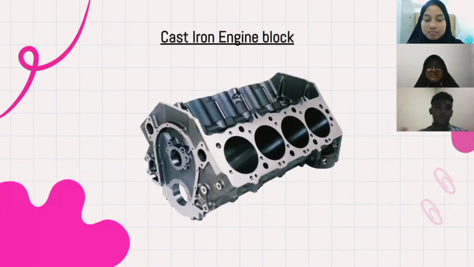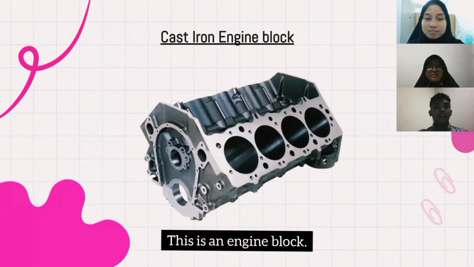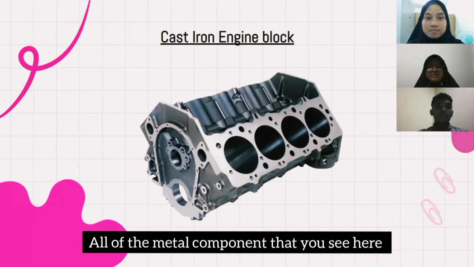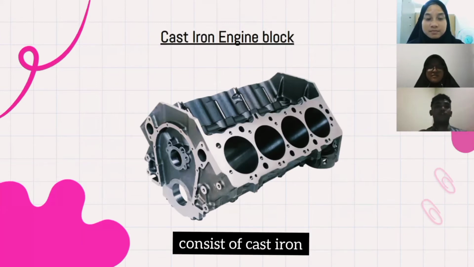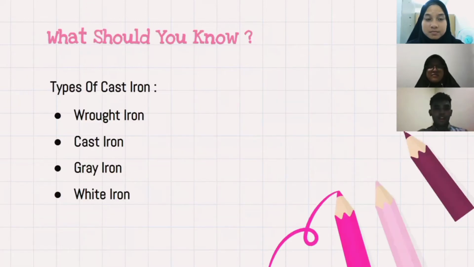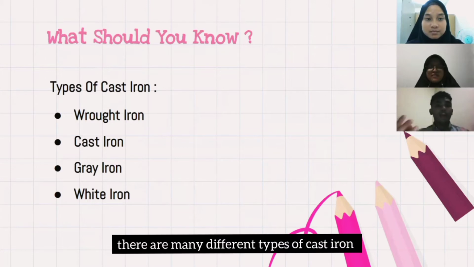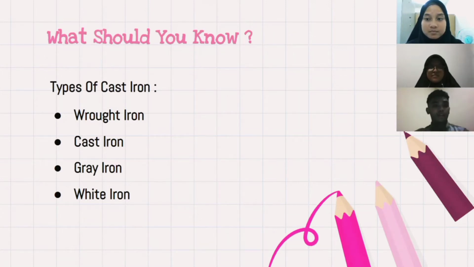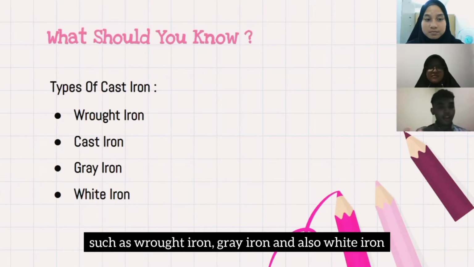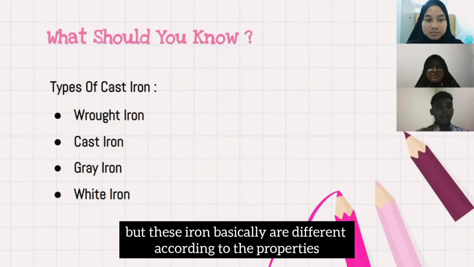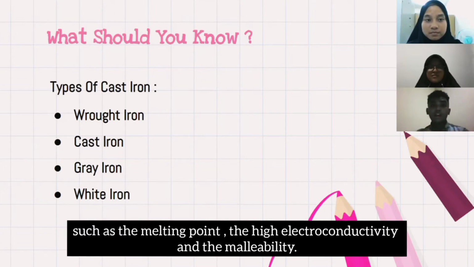For example, to give you an internal look, this is the engine block. All of the metal components that you see here consist of cast iron. Now, cast iron, what is it really? There are many different types of cast iron, such as wrought iron, gray iron, and also white iron. But these irons are distinctively different according to their properties, such as their melting point, their high electric conductivity, and their malleability.